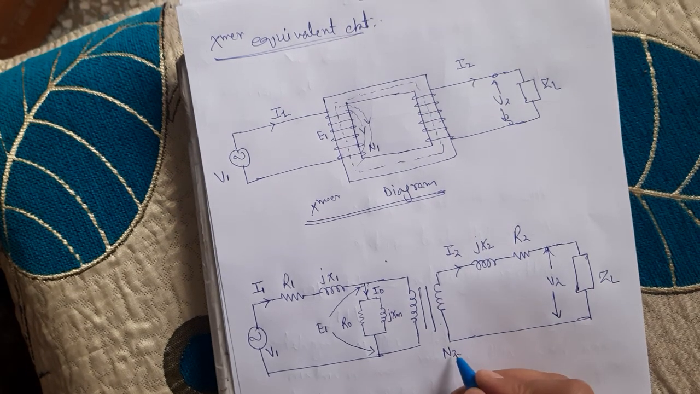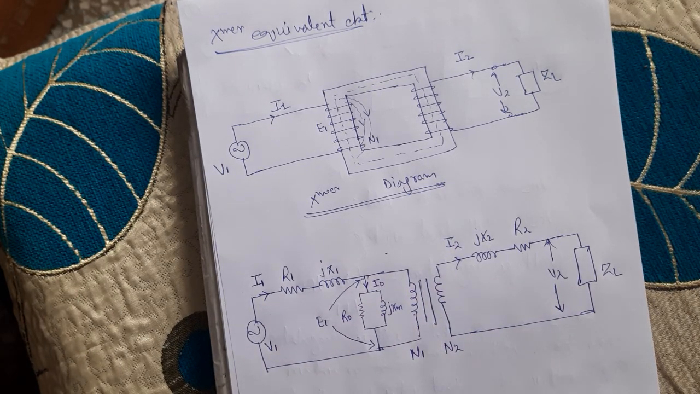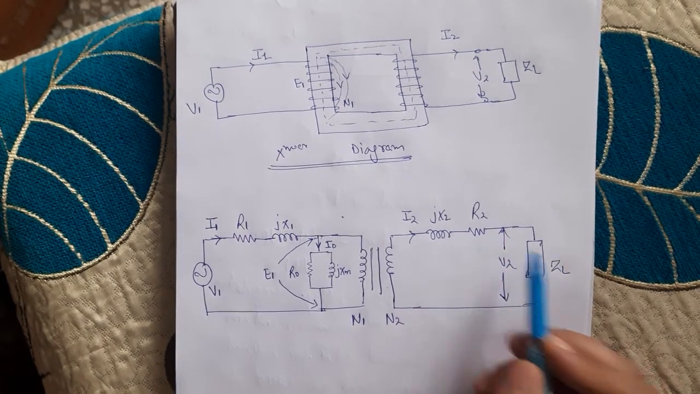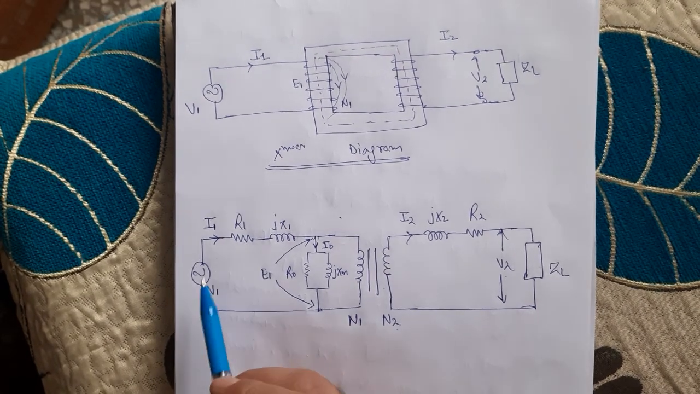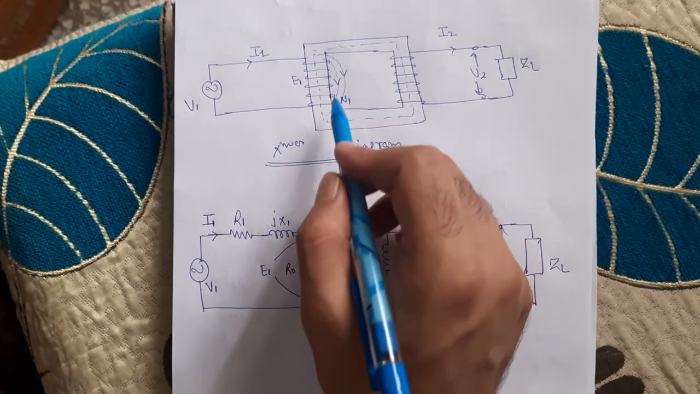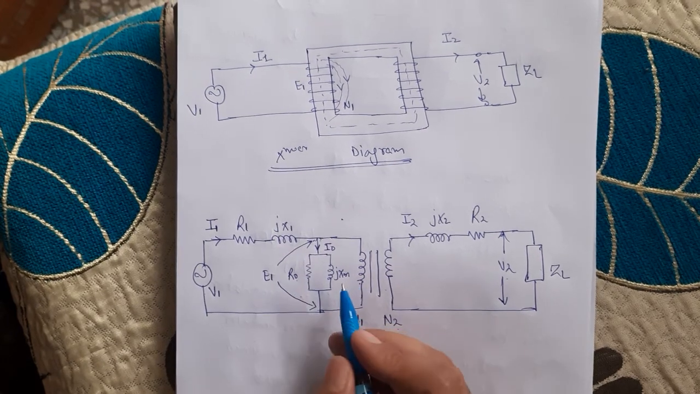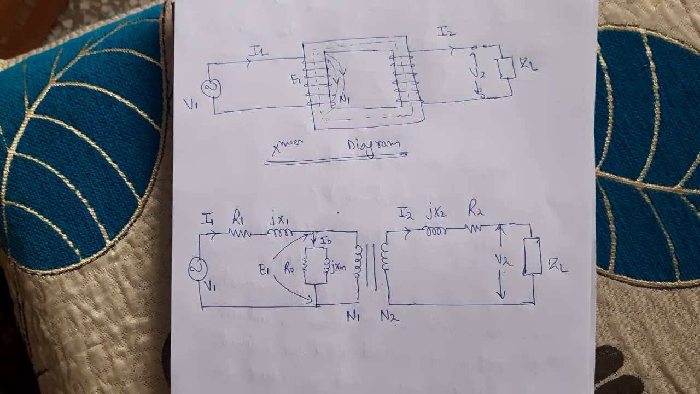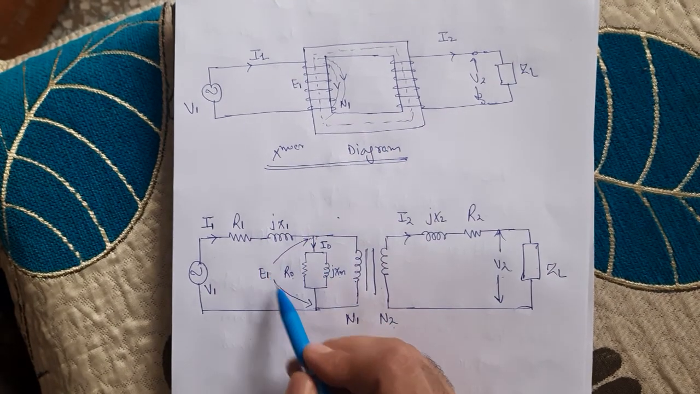So the secondary has N2 turns and the primary has N1 turns. So this is the electrical circuit of a transformer. Now we have secondary reactance, secondary resistance, load, secondary current, secondary voltage, secondary turns. Primary, we have source, primary current, primary resistance, primary reactance, primary turns. Plus for the core we have two components. One is the loss component, which represents the eddy current and hysteresis loss, and the magnetizing reactance XM, which sets up the magnetic field in the magnetic circuit. And the voltage here is E1.